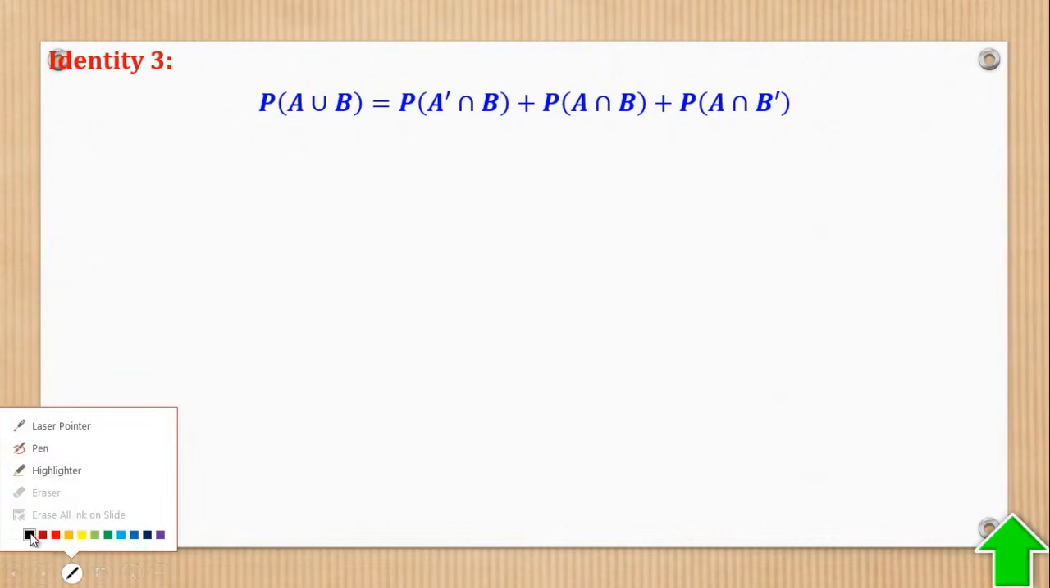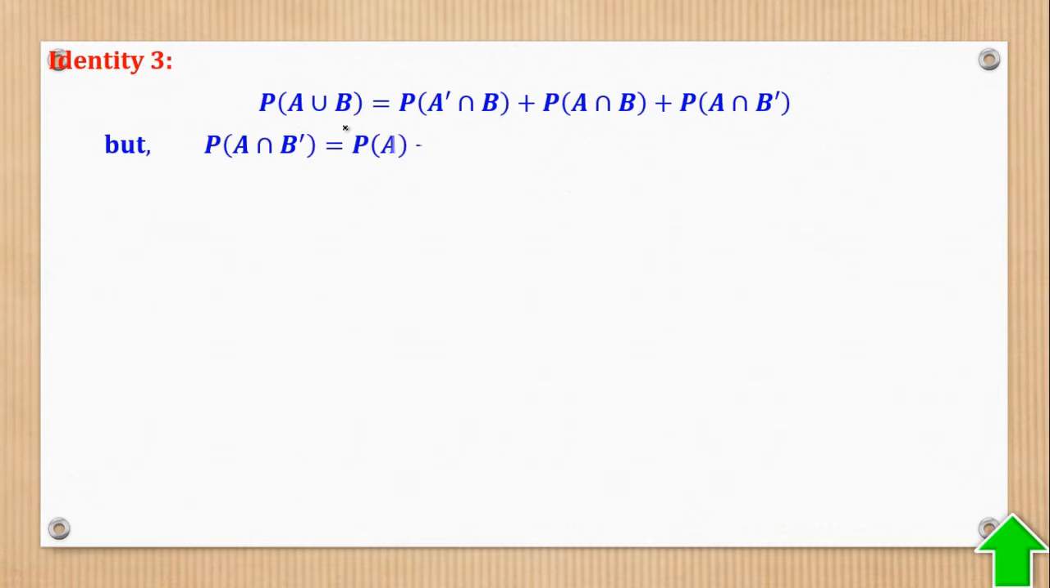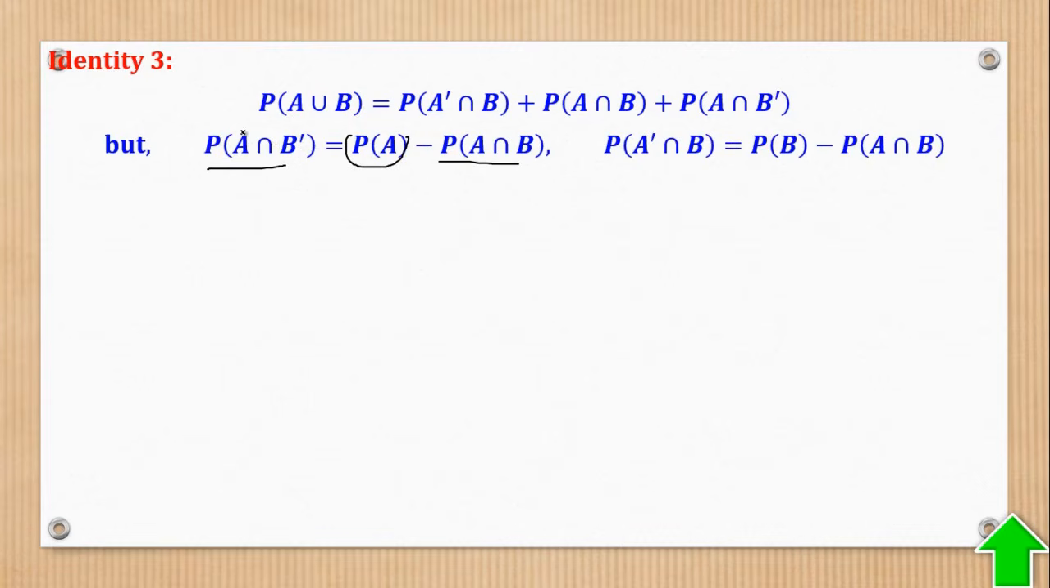Therefore, there is something we have already realized. We already saw in identity 1 that probability of A is equal to probability of this plus probability of this. So when I make this one the subject, I'll come up with probability of A minus probability of A intersection B. Similarly, in identity 2 we saw this. So when I make A complement intersection B the subject, I'll come up with probability of B minus probability of A intersection B. I think you remember that from identity 2.